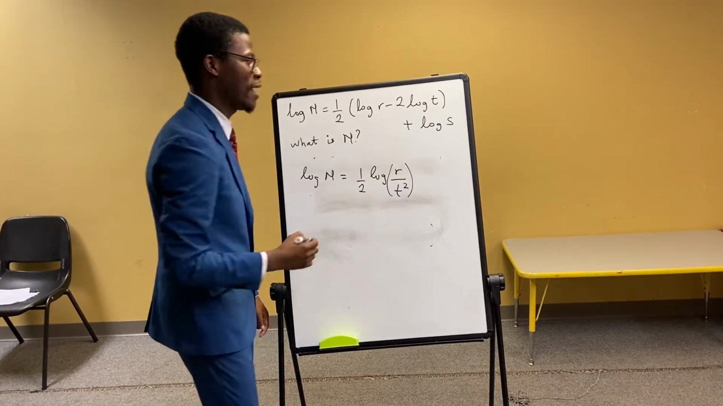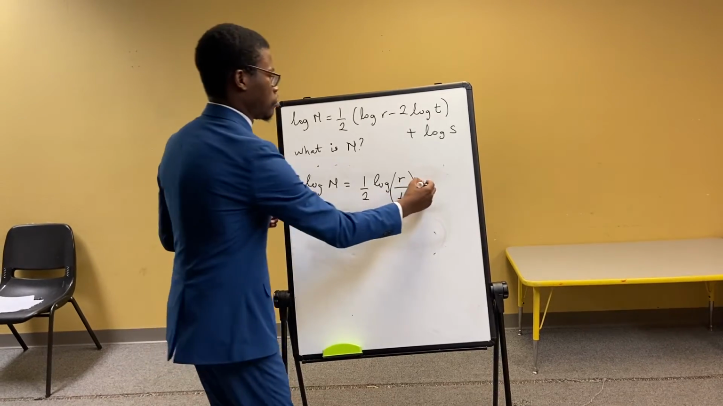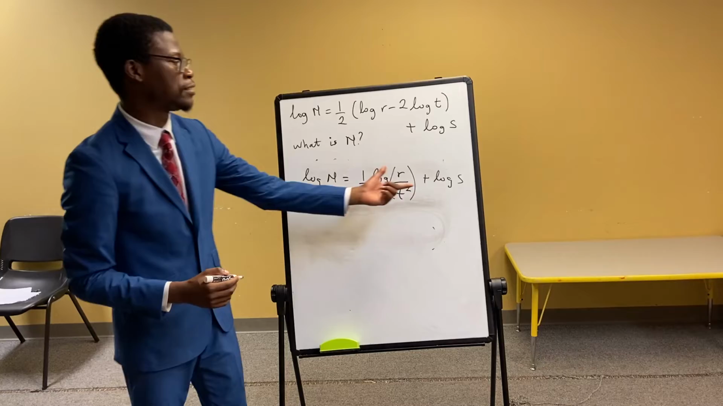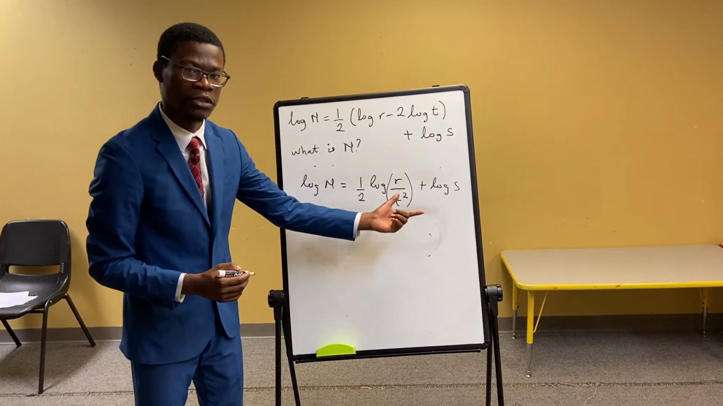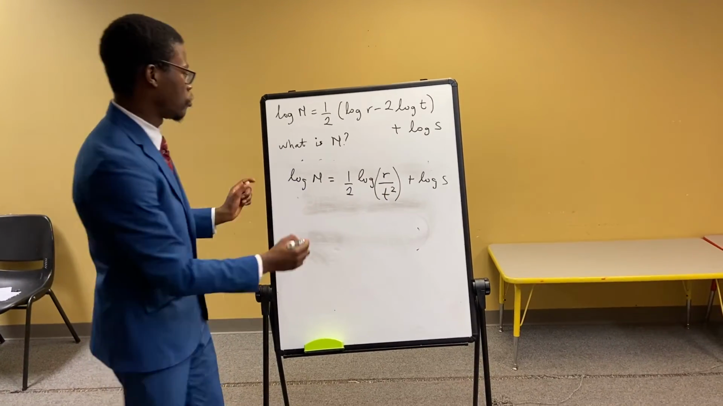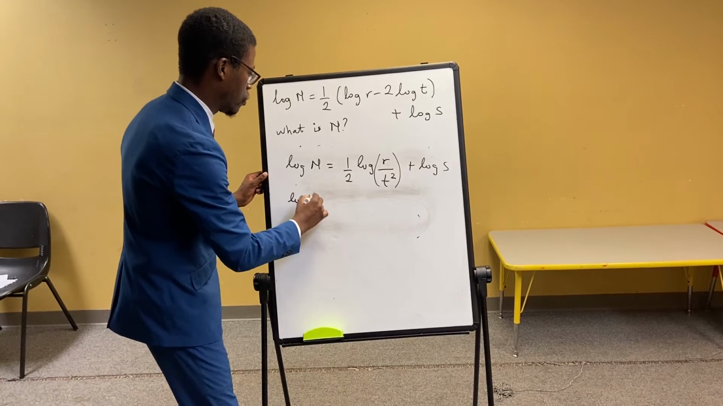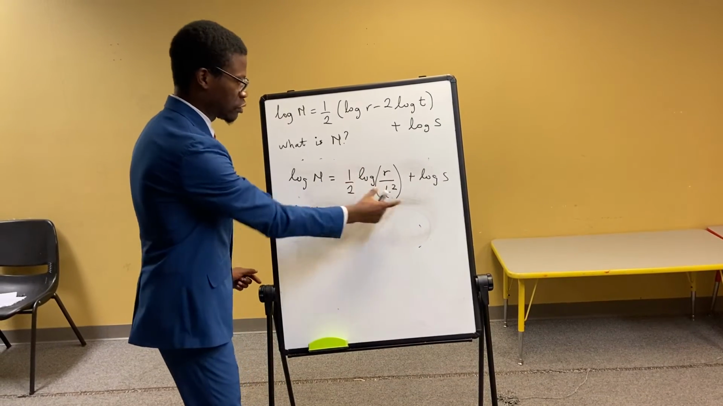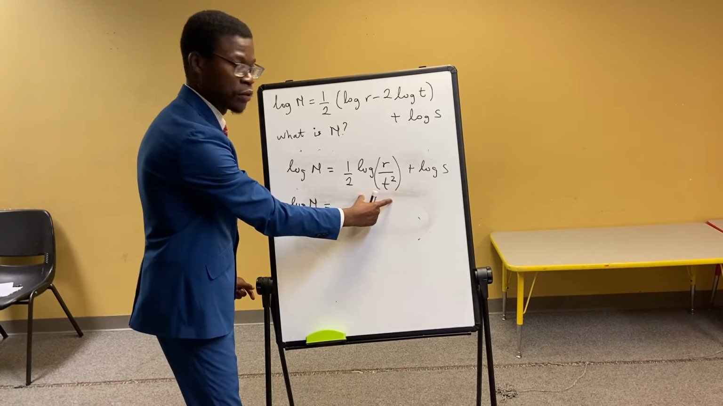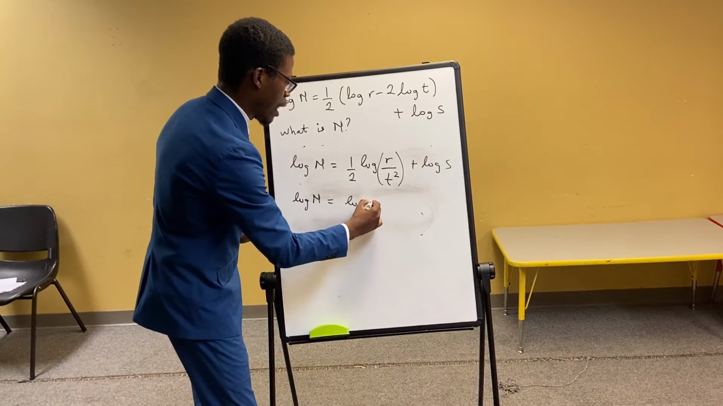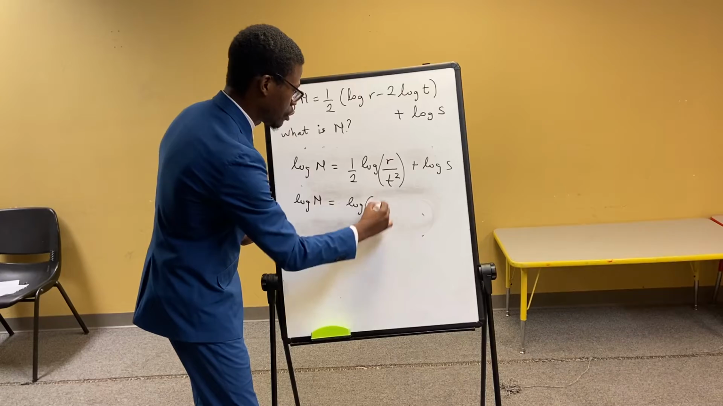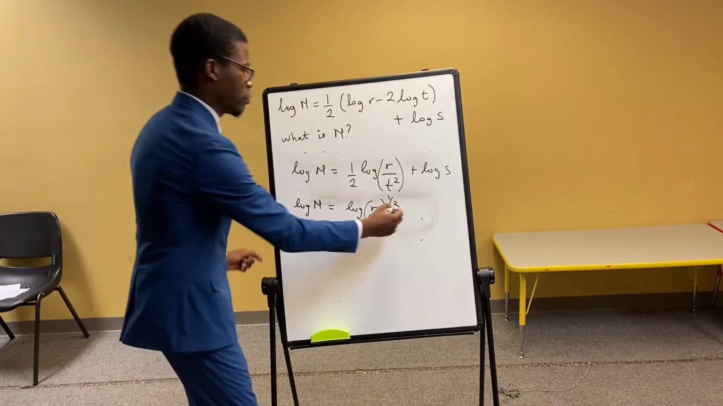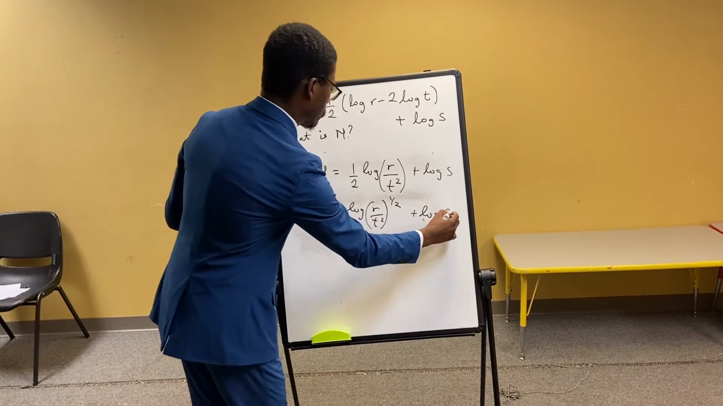Then plus log s. Remember, when you are adding, what does that mean? It's multiplication. But before that, we could still rewrite like this: log n equals half log r over t squared. We could use the power law. All right, so this becomes log of r over t squared raised to the power of half, plus log s.